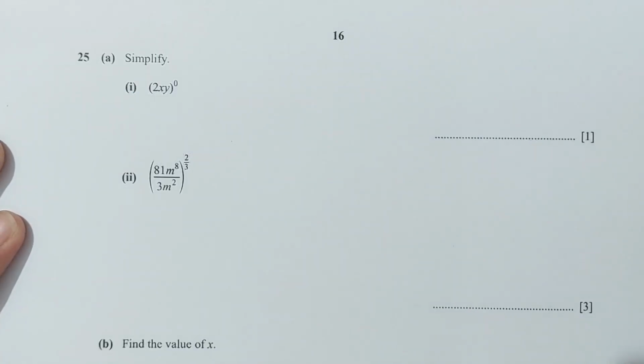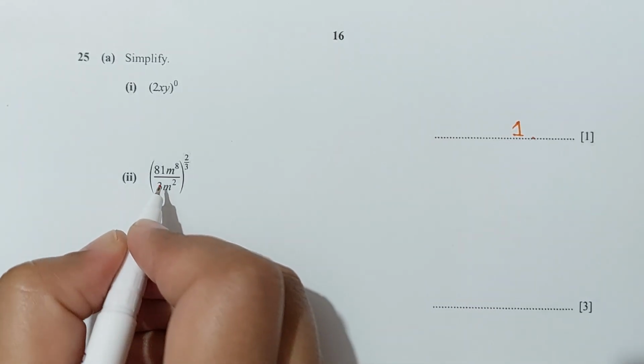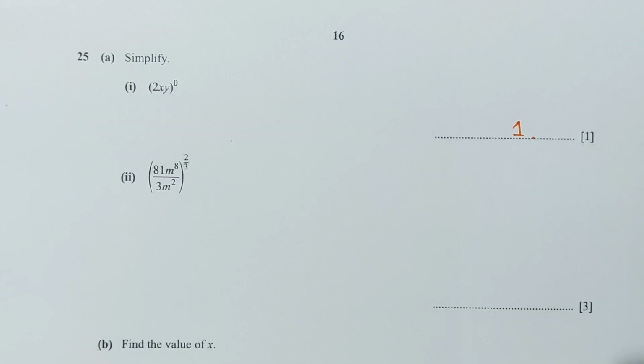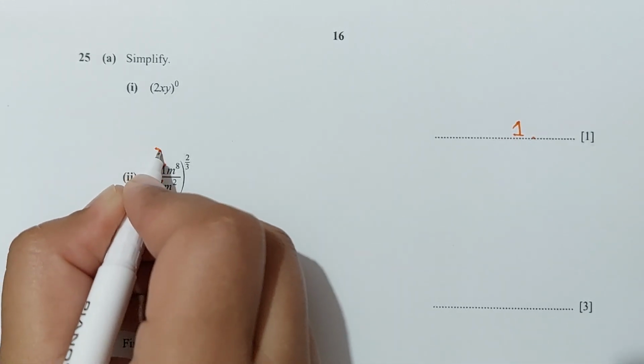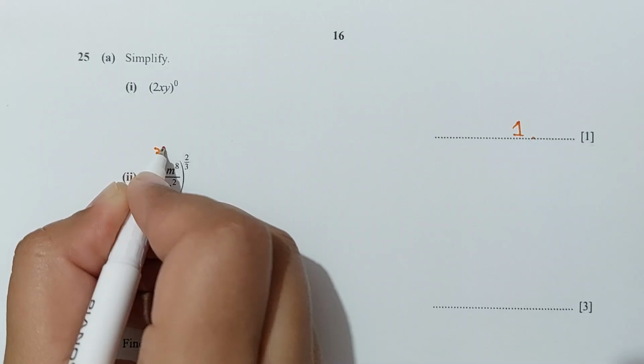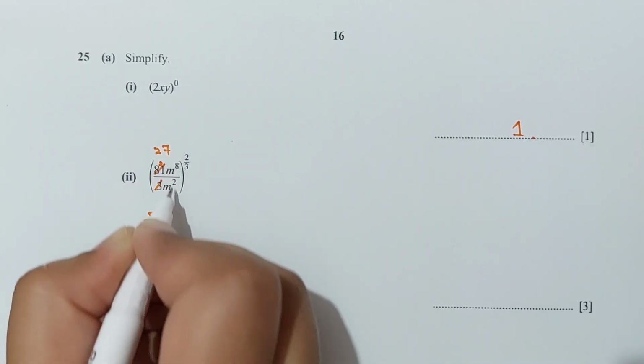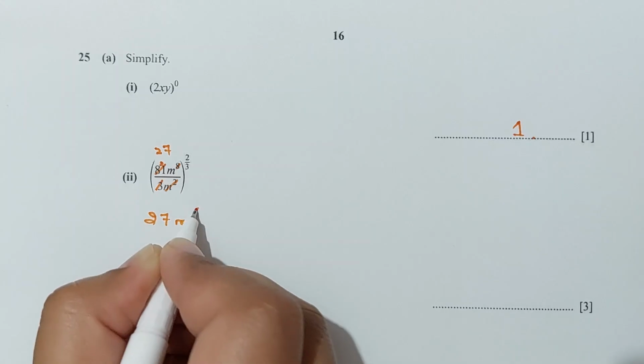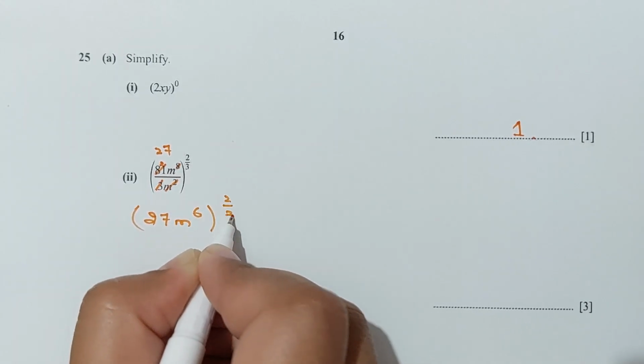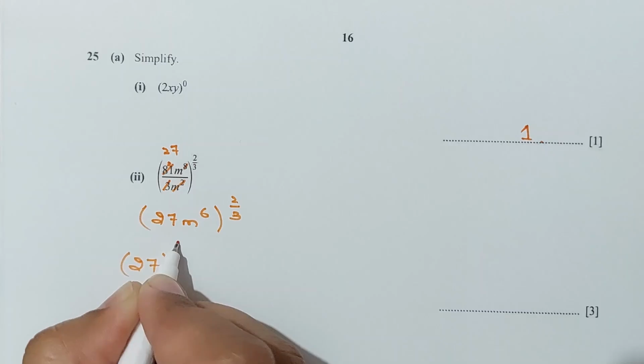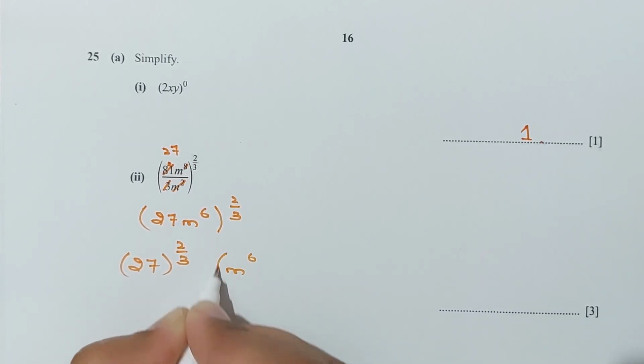Question number 25, part A, we have to simplify this. Number 1, 2xy to the power of 0. Anything to the power 0 is 1, we all know. Now simplify this term. 3 and 81: 3 times 7 is 21, 3 times 1 is 3, 3 times 2 is 6, so 27. And m square and this square is cancelled. M to the power 6 is left and the whole power is 2 by 3. So 27 to the power 2 by 3 and m to the power 6, and the whole power is 2 by 3.